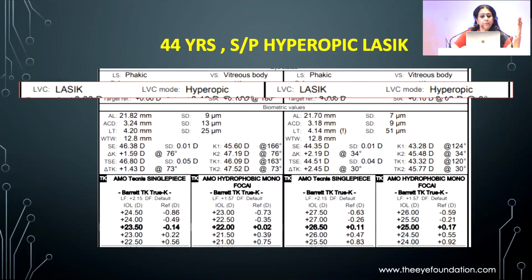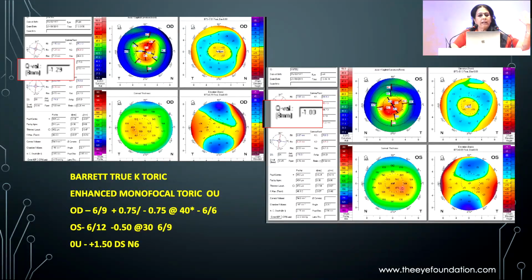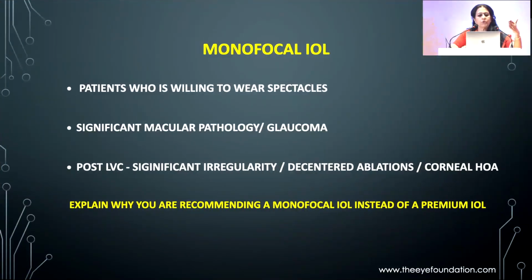Now this is a hyperope, a 44-year-old hyperope. He has a central steepening on the topography, that red which you can see, and he has a lot of negative asphericity which is induced in the cornea. I wouldn't want to try a premium IOL. I would use an enhanced monofocal toric, which is also in the premium category.